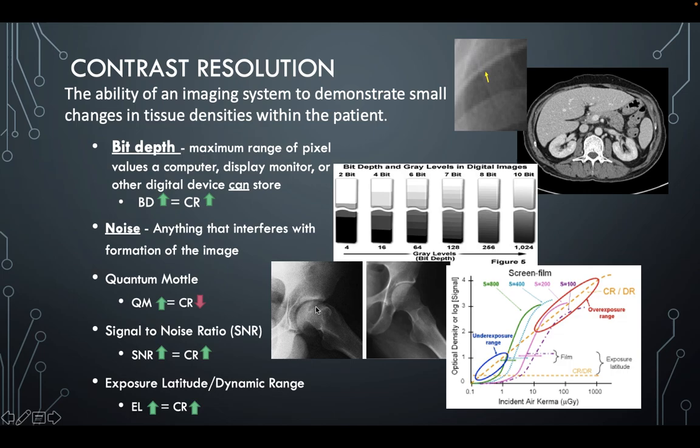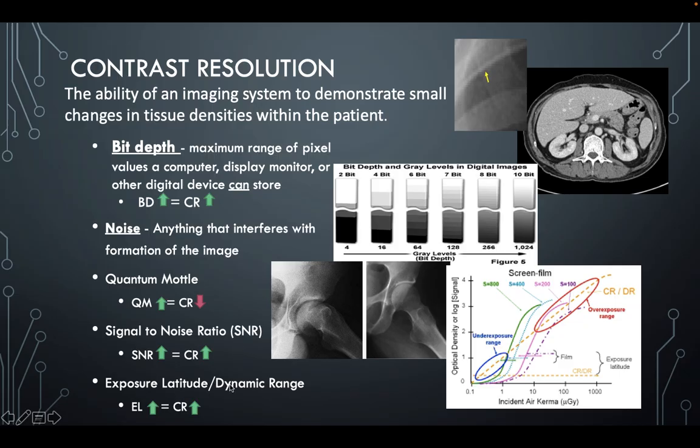Versus this. So this is increased contrast, short scale, high contrast. And then this is going to be long scale, decreased, low contrast. So I have more shades of gray in this hip. I don't have as much noise. I have more signal that got through to my detector.